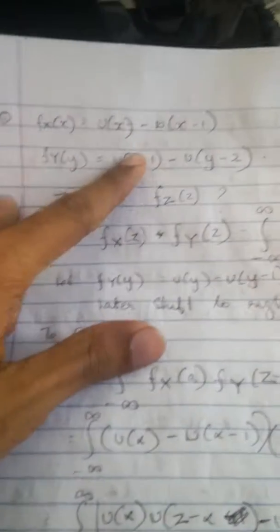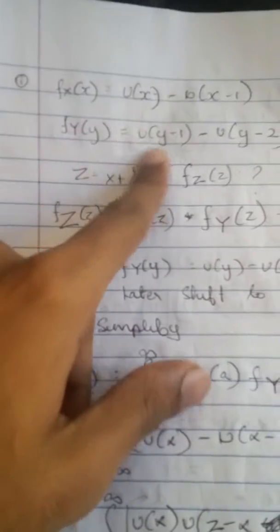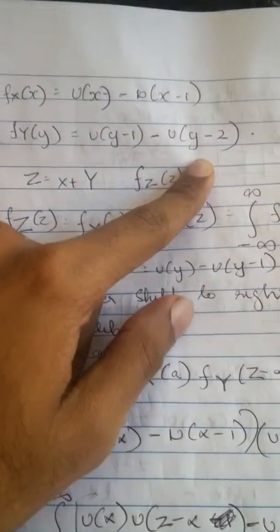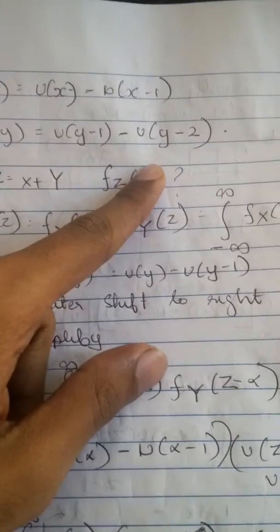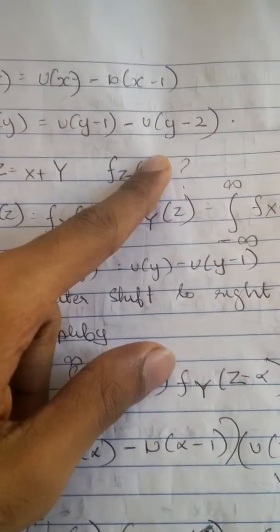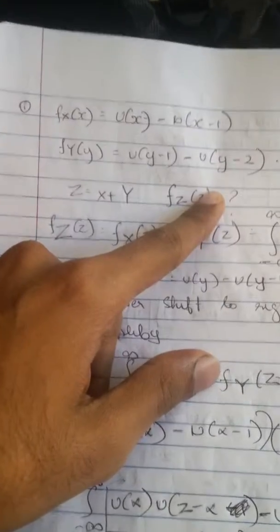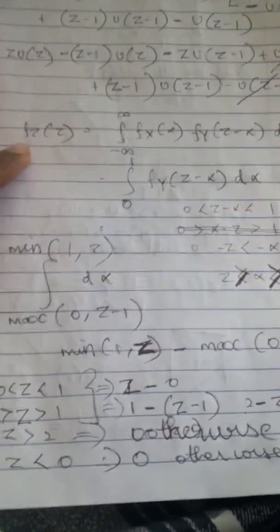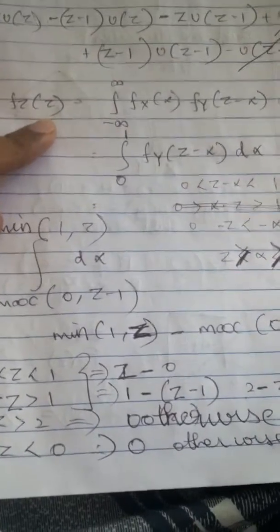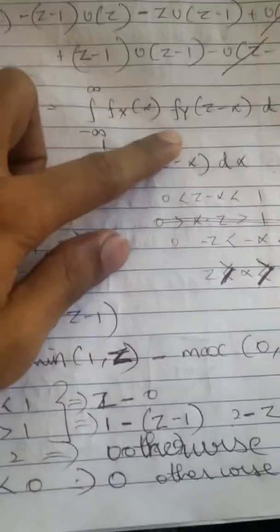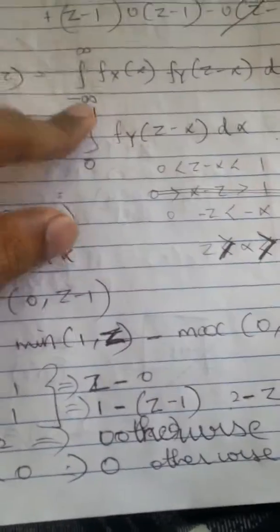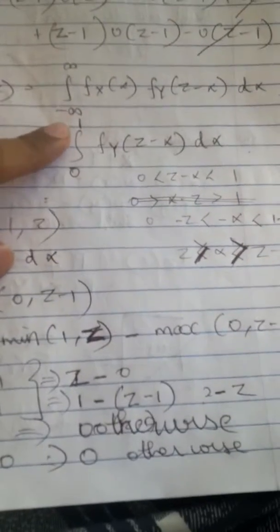Okay, first we are given that f of x is equal to this and f of y is equal to y. F of y can be rewritten as u of y minus u of y minus 1, and later after that we can shift it to the right by 1. For the sake of simplification, I tried this method and I wasn't able to get the answer, so I calculated by a different method. So f of z is the convolution, expanded like this from minus infinity to infinity, which is given.